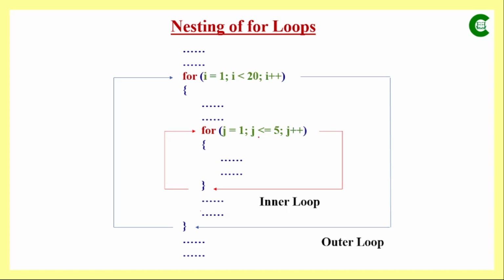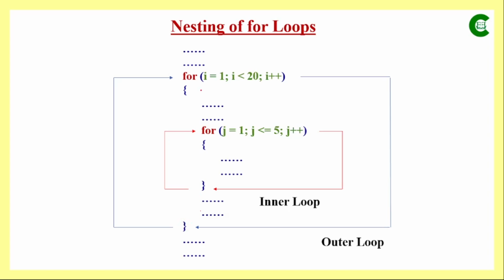So till the moment when j is equal to 5, this body of the loop will be repeated, and once the j value is 6, this inner for loop will be terminated and these two lines will now be executed. Now where will the program control go? Will it come out of the outer for loop and execute whatever lines we have after this closing brace?